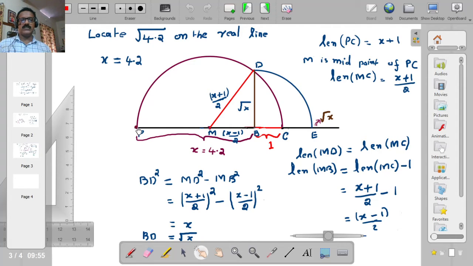The length of PB is x. This is the first step. The next step is to extend the line segment PB by one more unit. I have drawn the extension in red color. The extended portion is BC.